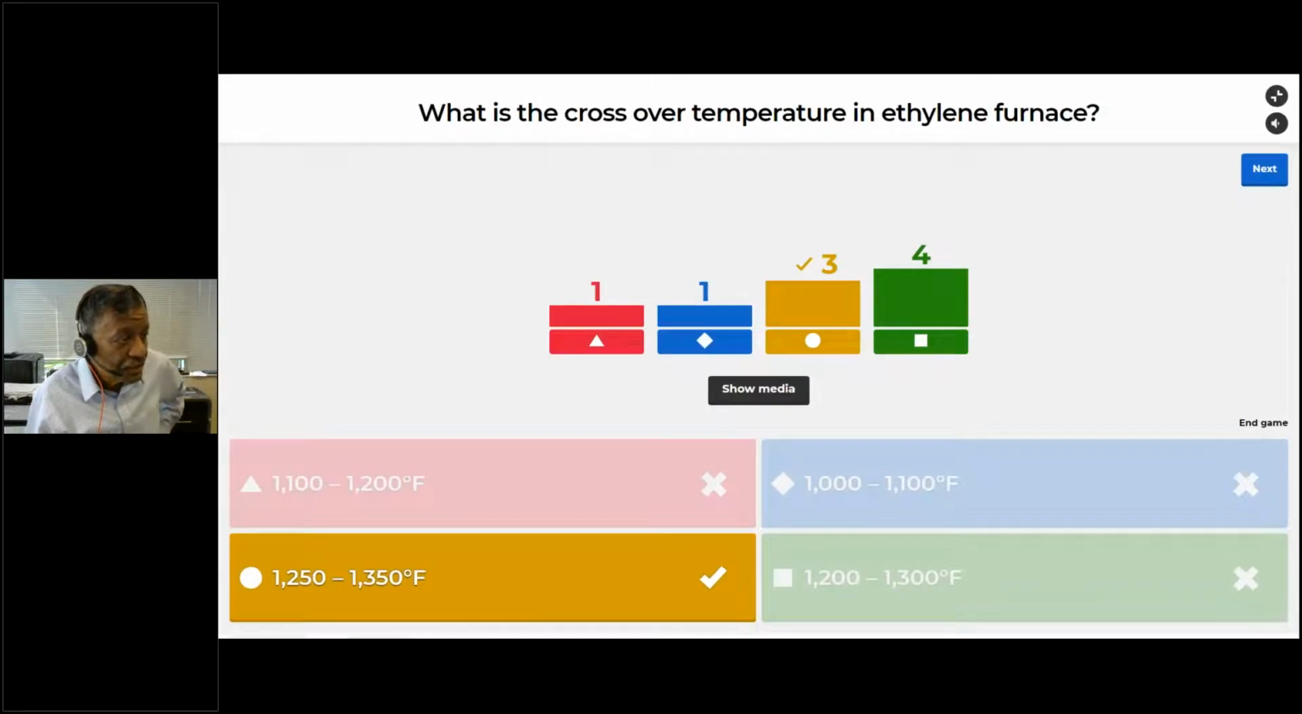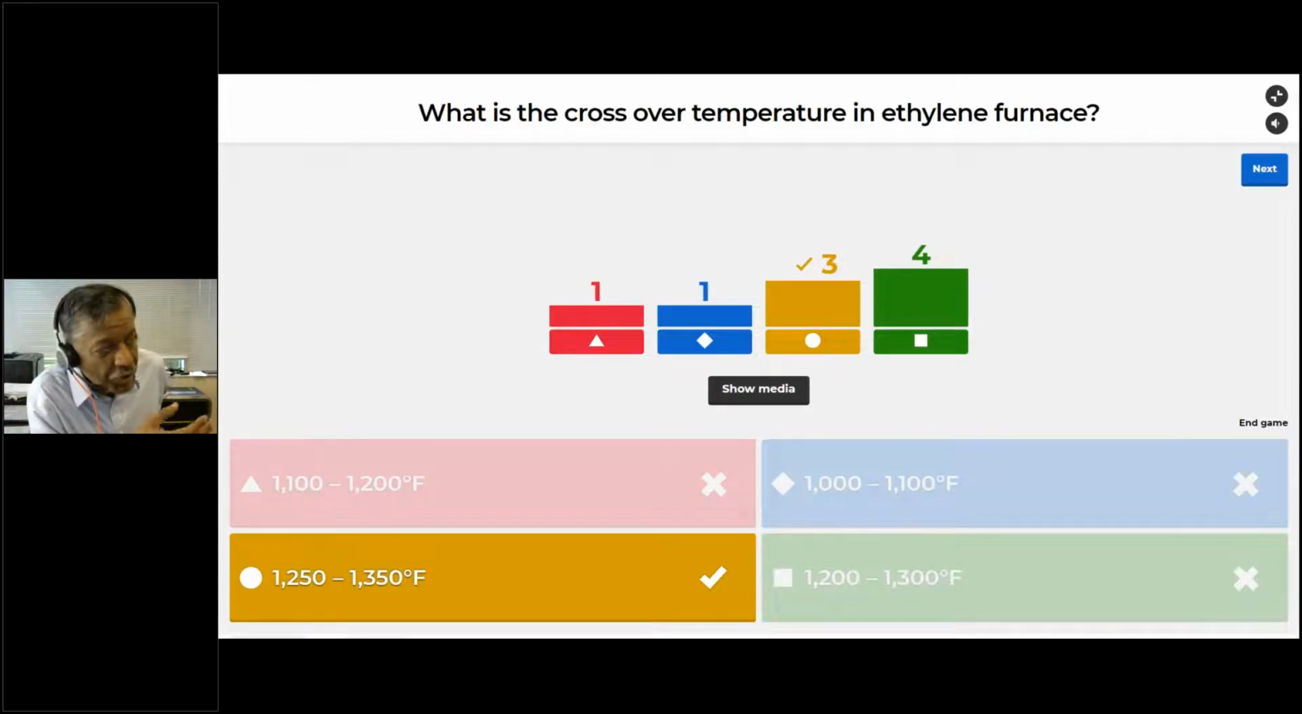So you will see, actually none of the answers is wrong. Depending on if you had an old furnace, your crossover temperature may be lower. If you have a new furnace, your crossover temperature is going to be higher. So I apologize, I think this should have been more like a poll instead of a single correct answer.